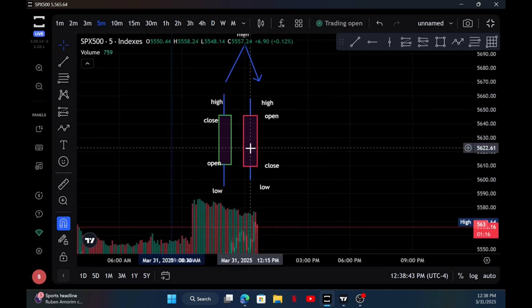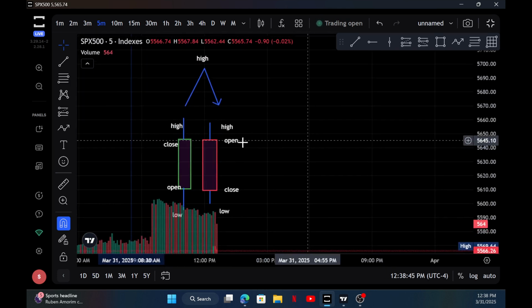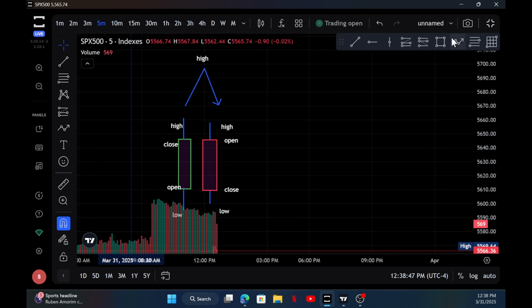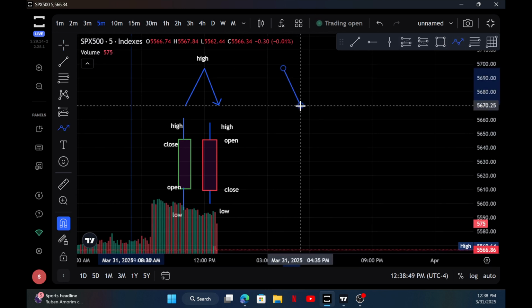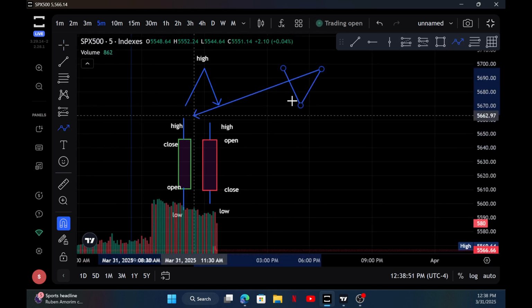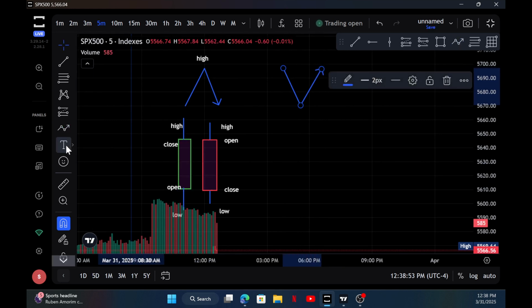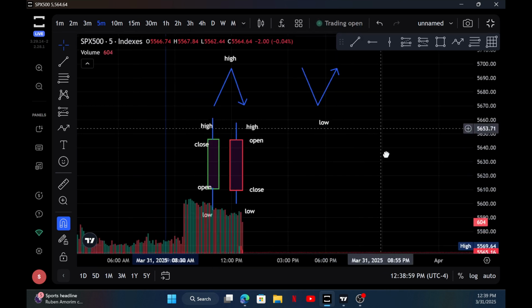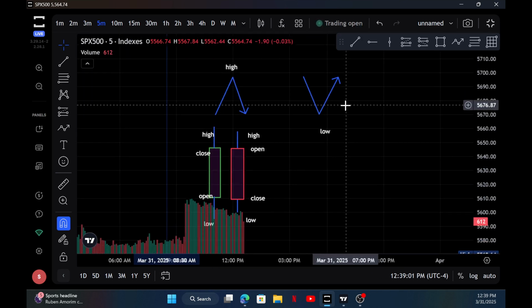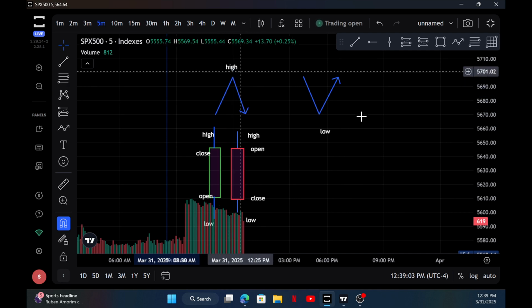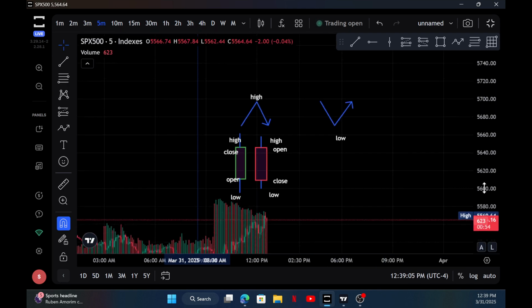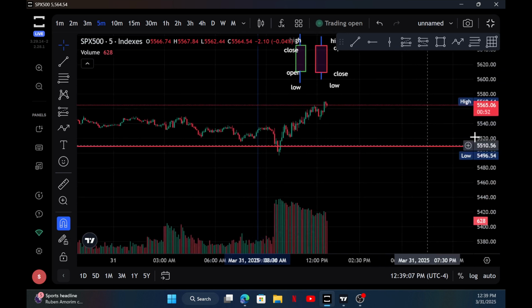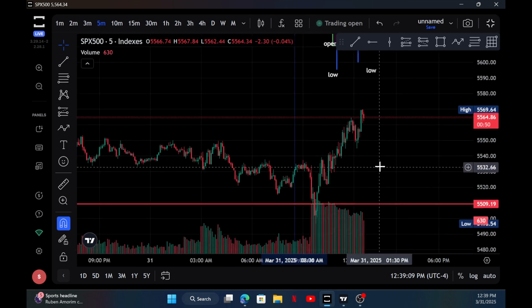But if you have a red candle, then a green candle, so a move down and a move up, that's going to make your low. Okay. So now you know a red candle, then a green candle makes your low, and a green candle and a red candle makes your high. So if we go down and look at the charts, we can put this right into use.